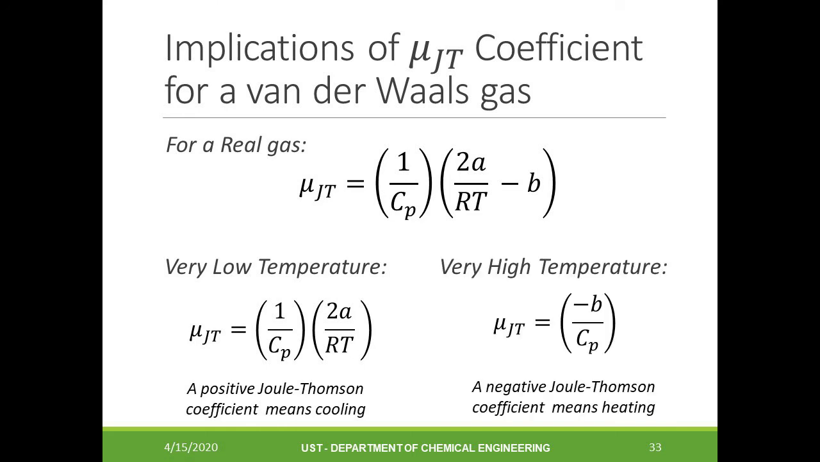Lastly, we can also look at what happens when temperature gets very large. This result is quite simple since all terms in our equation containing the temperature in the denominator go to 0. And the net result is negative B over Cp. And this is very interesting. First, it agrees with the experiment since it is negative, meaning it involves heating. And secondly, notice that all terms involving van der Waals constant A have now vanished, leaving only B, or the repulsion term.